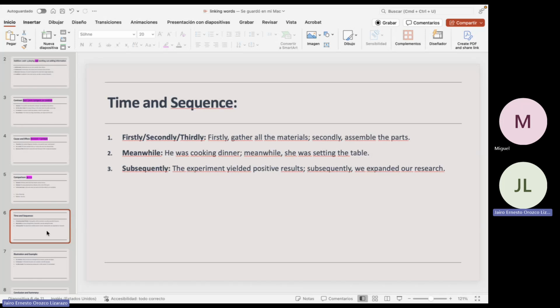Meanwhile, mientras tanto, he was cooking dinner. Meanwhile, he was setting the table, right? Subsequently, subsecuentemente. The experiment yielded positive results. Subsequently, we expanded our research.